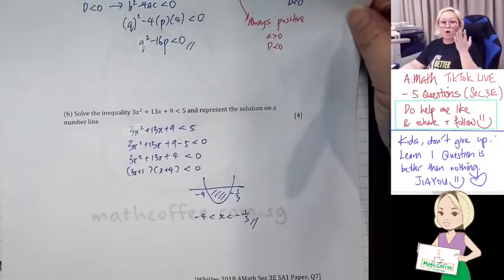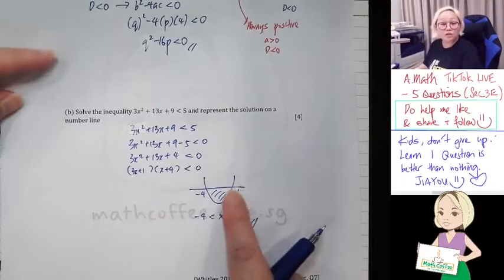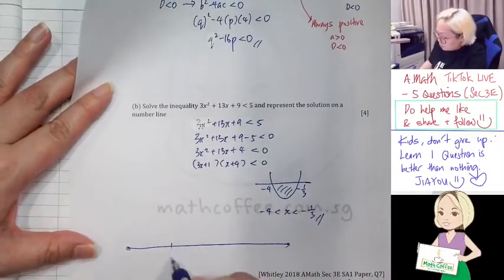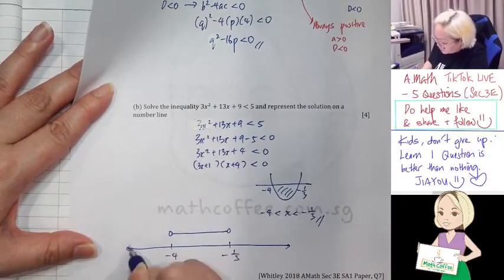Oh, they mentioned that they want the solution represented on the number line. This is not considered a number line. So I need to draw the number line. I will put minus 4 here, minus 1/3 here. This will be the meaning.